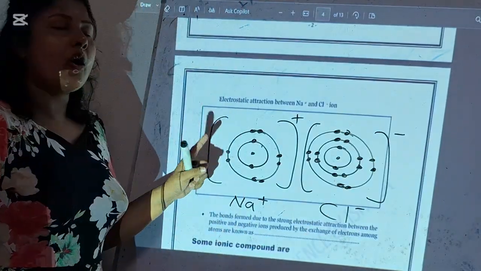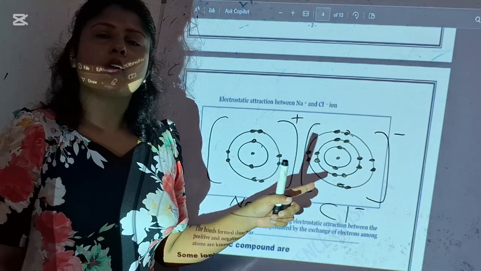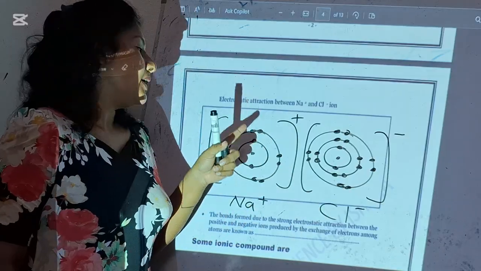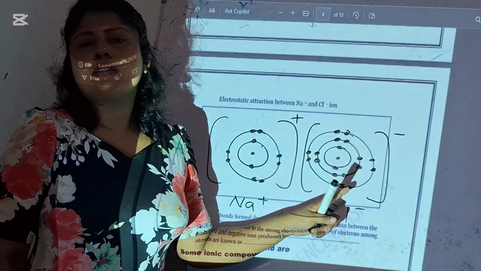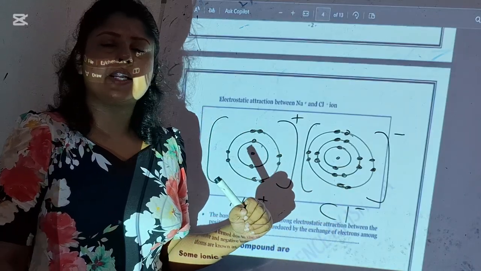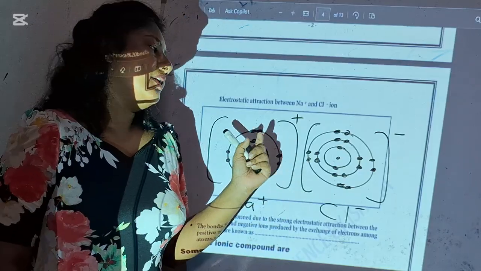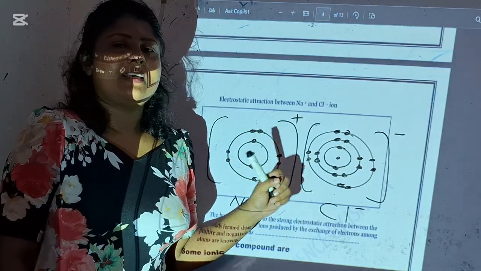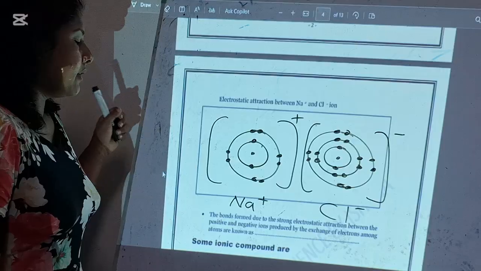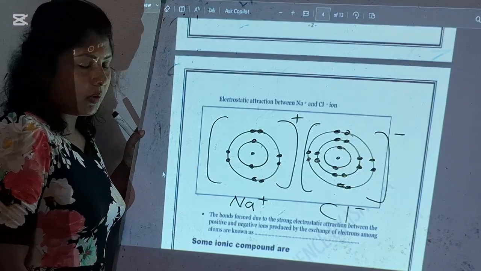So you can see on the board the sodium chloride compound. Which compound? Ionic compound. This is the sodium plus ion. This is the chloride minus ion. By combining sodium plus and chloride minus, now you can see the sodium chloride ionic bond. This is the formation of the sodium chloride ionic bond.